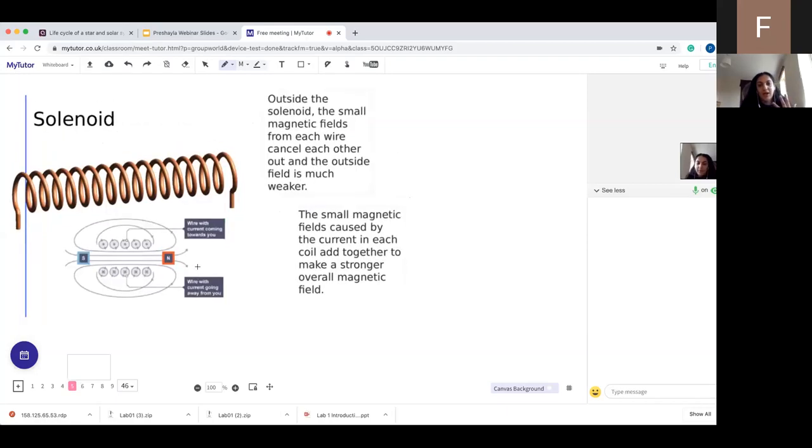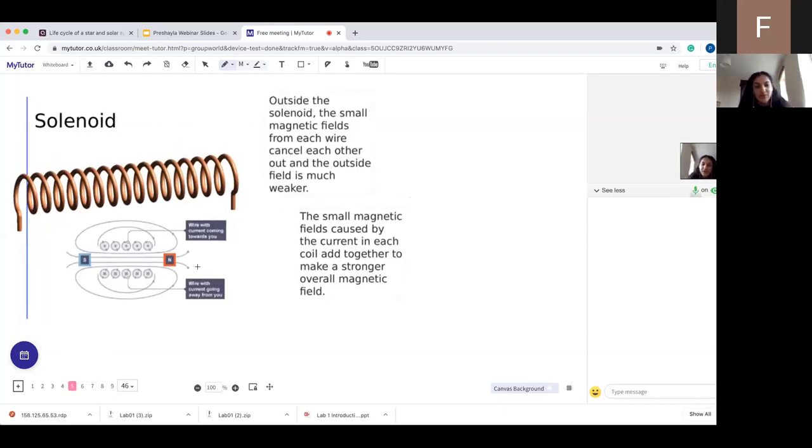Then we went on to look at what a solenoid is. So outside the solenoid, which is a small coil of wire, the small magnetic fields from each wire cancel each other out and the outside field is much weaker.